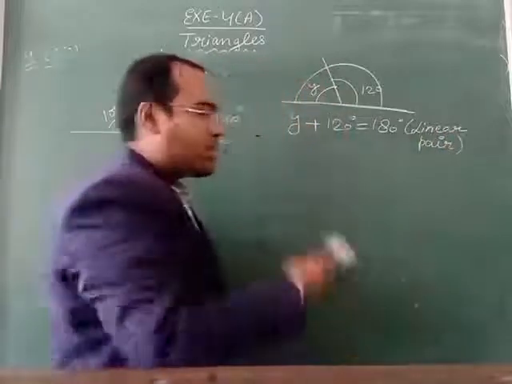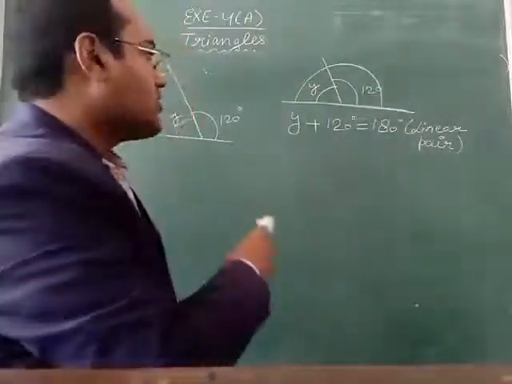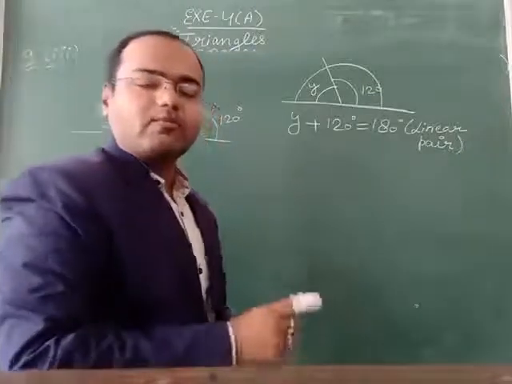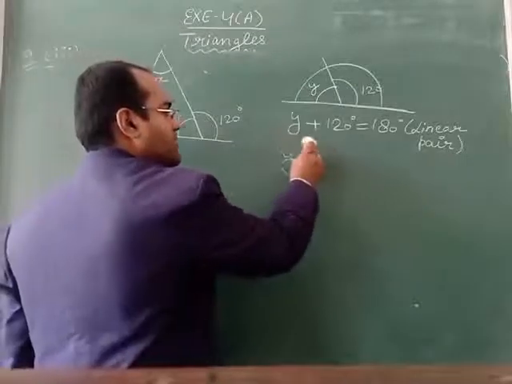Pair means two. Here two angles are coming. First angle is y, second angle is 120. So the sum of these two angles will be 180. The name of the property is linear pair. Now we will find the y value.